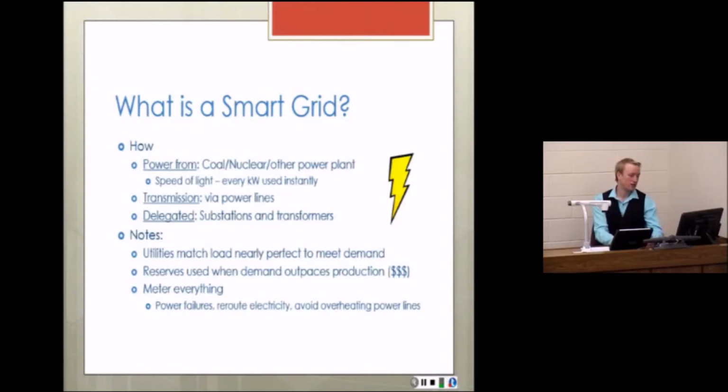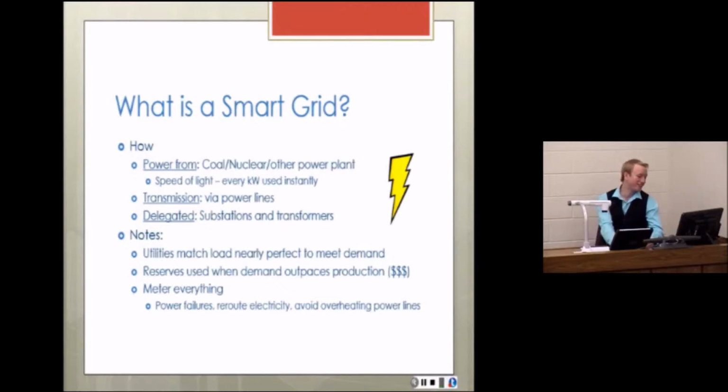So power generally comes from, like I said, renewable energy, but primarily from, say, a coal or nuclear power plant. And that's transmitted over power lines and then delegated to substations and transformers. That way you don't have 10 megawatts of power coming into your laptop. You know, you'd fry yourself every time you touch it.